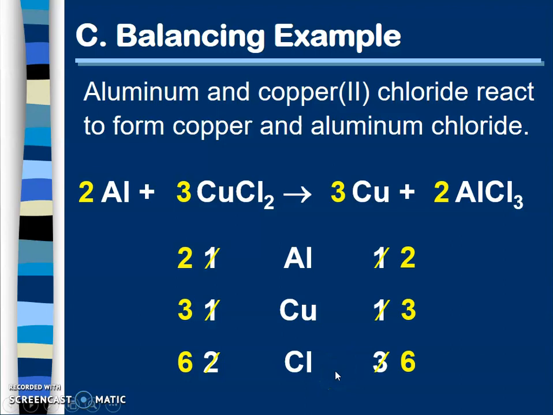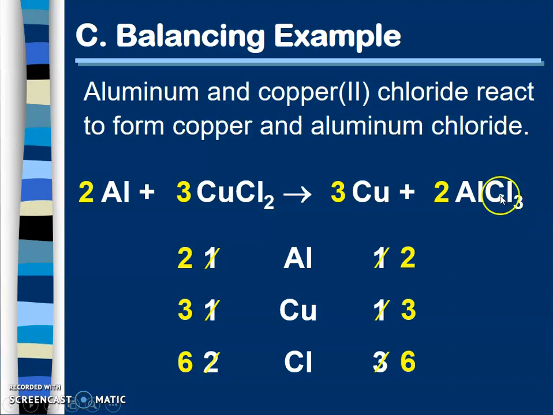But last step is to always double check. So let's go up to my equation. On this side I have 2 aluminums. Over here, 2 aluminums. Okay, check. On this side I have 3 coppers. On this side I have 3 coppers. Check. On this side I have 3 times 2 is 6 chlorines. On this side, I have 2 times 3 is 6 chlorines.